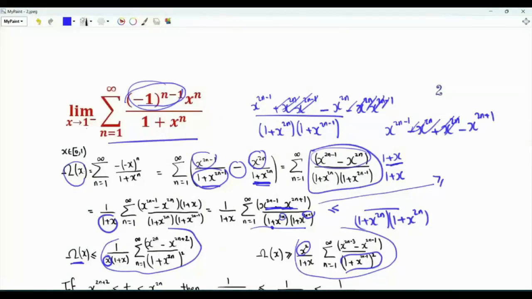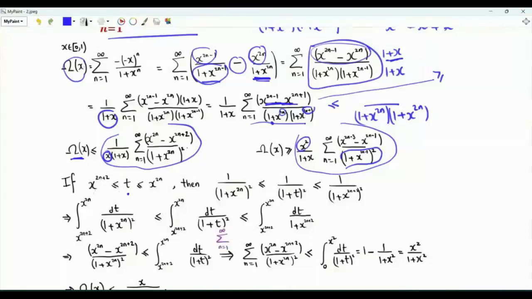Hopefully, when we take the limit as x tends to 1 from below, the upper and lower bounds converge to the same limit, and this will be the solution to our problem. Suppose that t is between x to the 2n plus 2 and x to the 2n. Add 1 to all sides. Take the reciprocal, so the inequalities will be reversed.